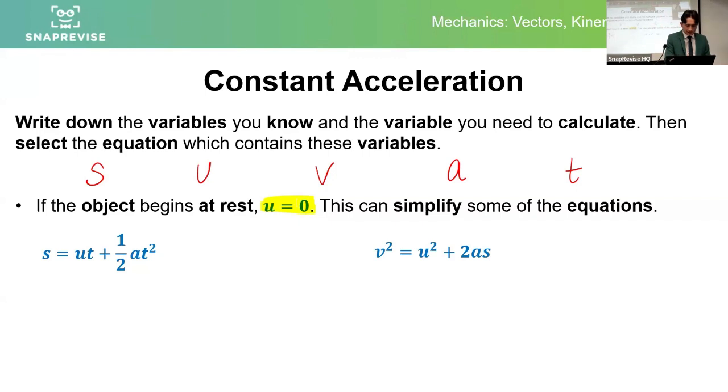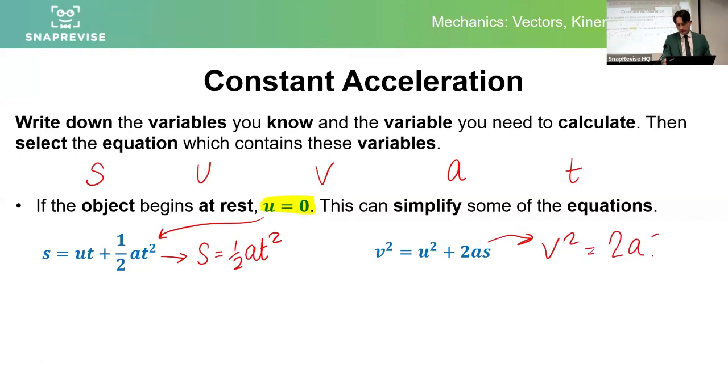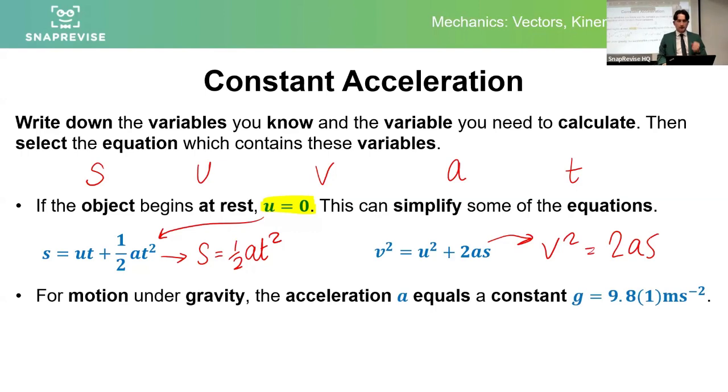But what we're saying is, for this particular case, what we notice often happens is that this would then become s equals half at squared if u is 0. And in this particular case, v squared would become 2as if u is 0. For motion with gravity, it is suvat, and a is 9.8 or 9.81, depending on your exam board. So do look out for what your board states to use as gravity.